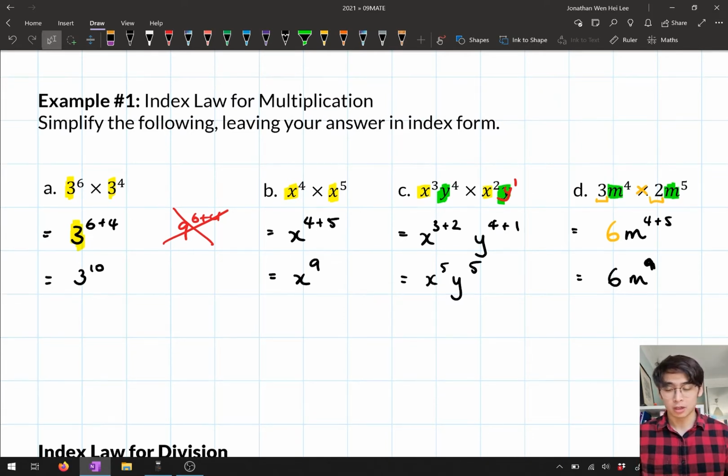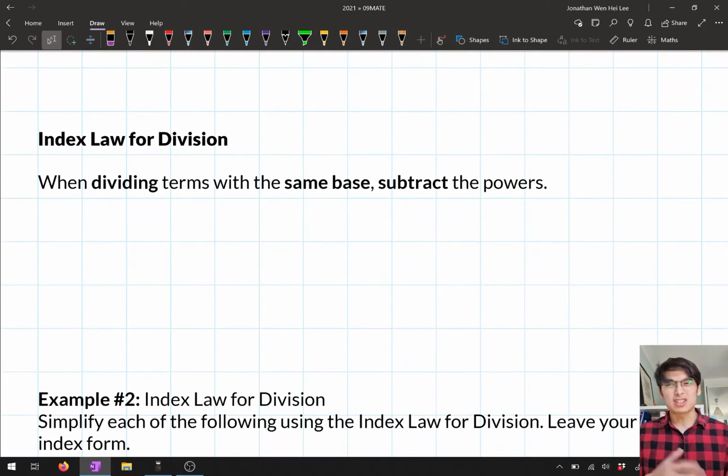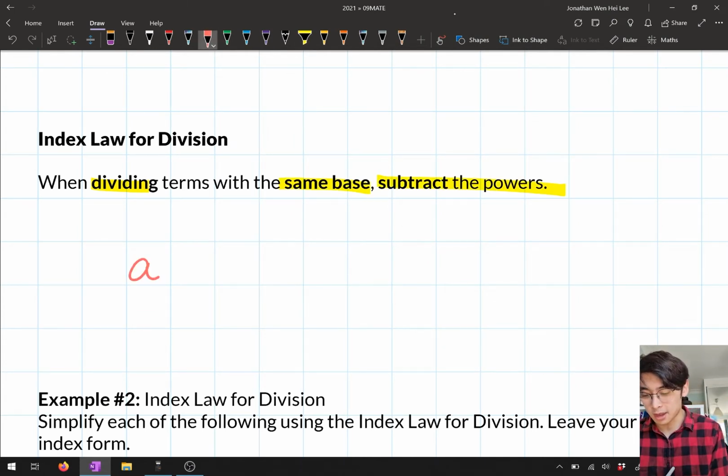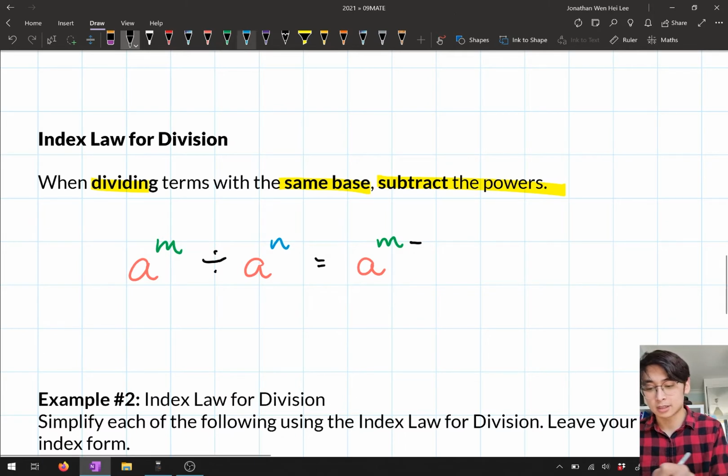Now, the next index law that we're going to look at is for division. Now, division is just the opposite of multiplication. So when we multiplied indices, we added the powers, so the opposite of adding is going to be subtracting. So here, when we have dividing terms with the same base, we subtract the powers. So what that looks like is if I have a term a to the power m divided by a to the power n, that just becomes a to the power m minus n.